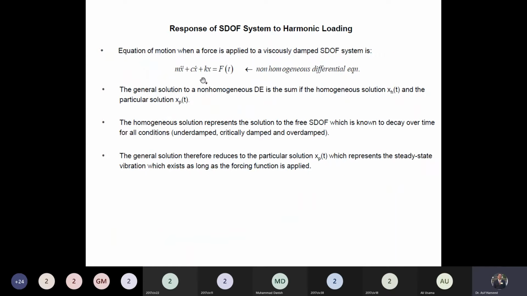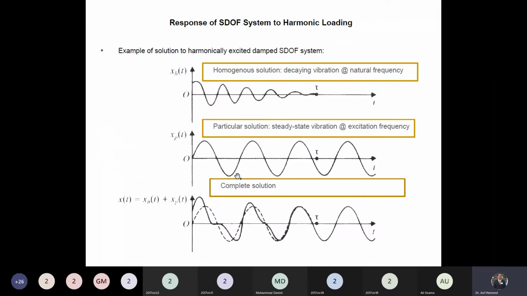This is the equation of motion for the single degree of freedom system. Total solution is the sum of the homogeneous part of the solution and the particular part of the solution. Homogeneous part is the free vibration response, and the particular part is the forced vibration response. Free vibration response for the single degree of freedom system we have already discussed in detail. Now we are going to find out the forced vibration response. So total response is the sum of free vibration response and the forced vibration response.